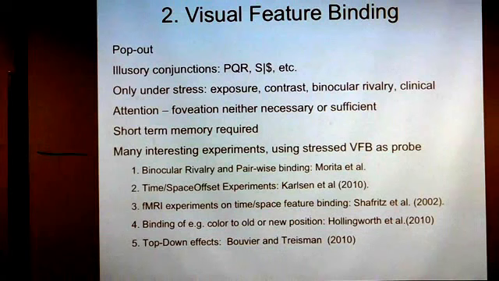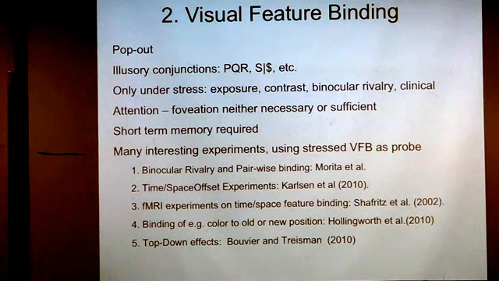Okay, now let's go to red circles and green squares and all that good stuff. Anne Treisman is most famous for this, for good reason. She did a lot of beautiful work. But here's the story. This is not a problem in the sense that the mind-body problem is a problem. People do visual feature binding perfectly if there's no stress involved. And the stress can be of many sorts: short exposures, bad contrast, binocular rivalry, clinical things, and I'll give you some ideas of the experiments that are being done. So it isn't a big deal.